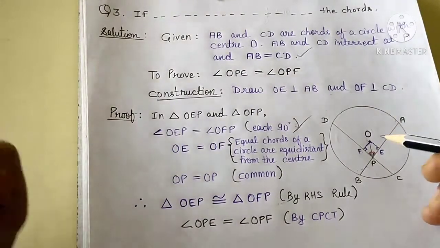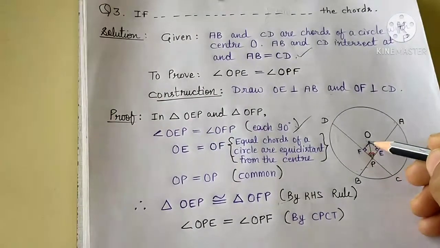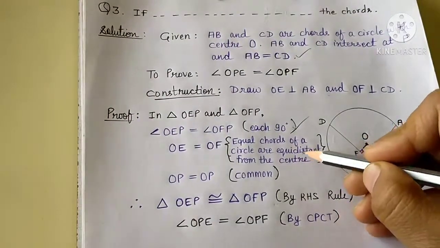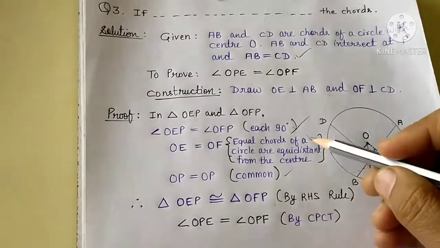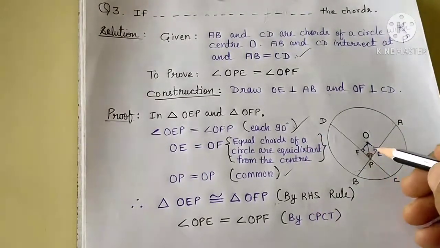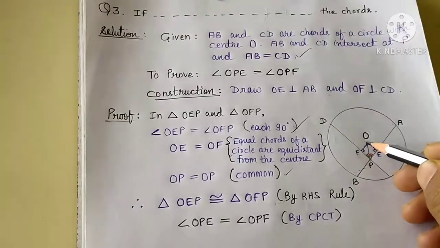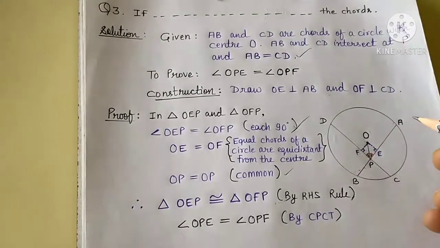Okay. Theorem 10.4. Just check them. So these are equal. OF equals OE because of this. And OP equals OP because this is the common side. So by three points we can say that triangle OEP is congruent to triangle OFP.